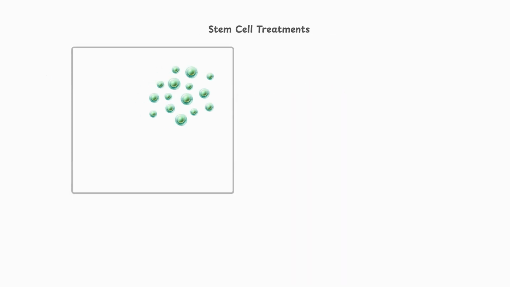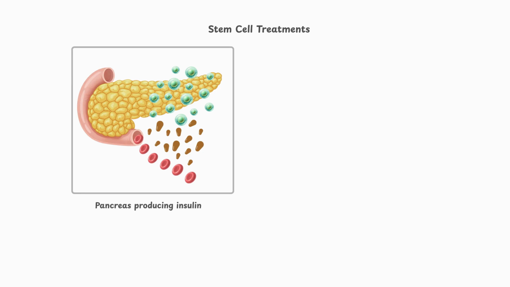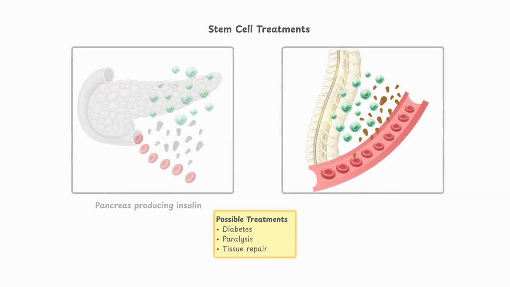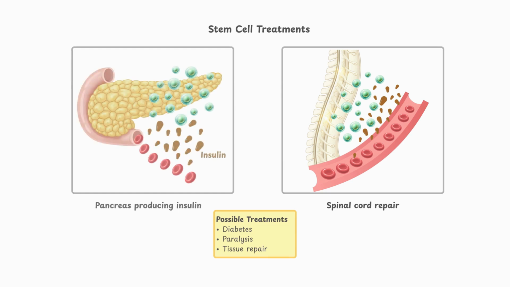Scientists believe stem cells could be used to treat many diseases. For example, stem cells may be used to grow insulin-producing pancreatic cells to treat diabetes. They could also be used to repair damaged nerve cells in conditions such as paralysis.